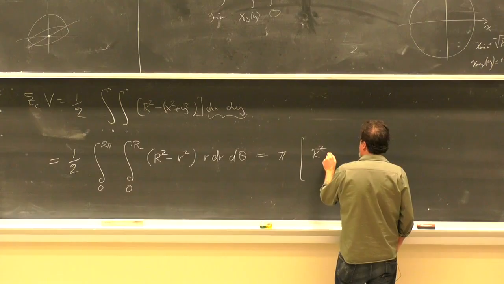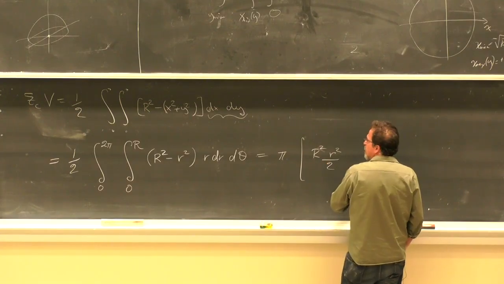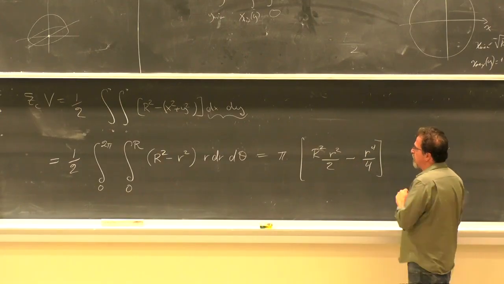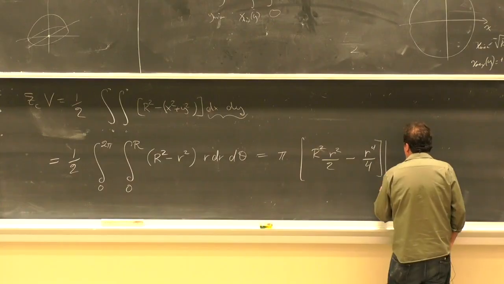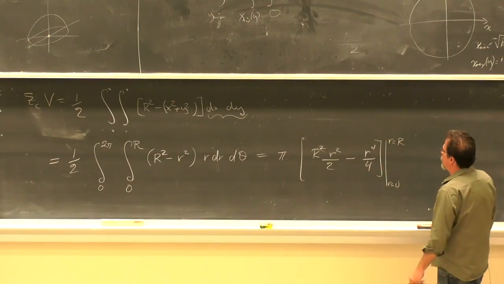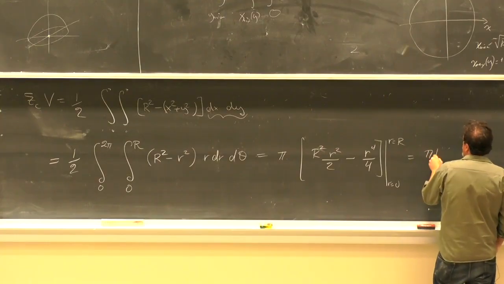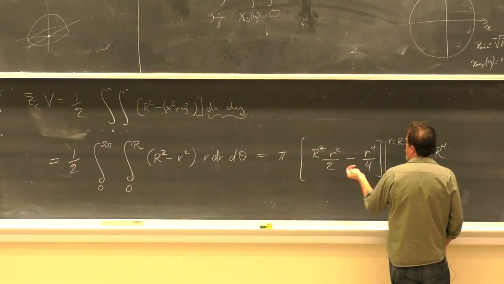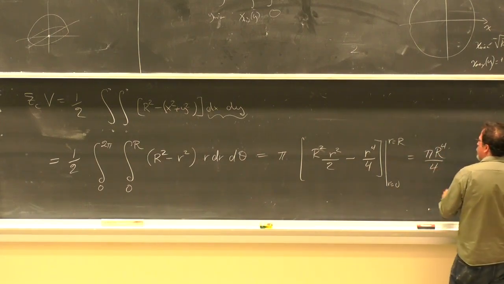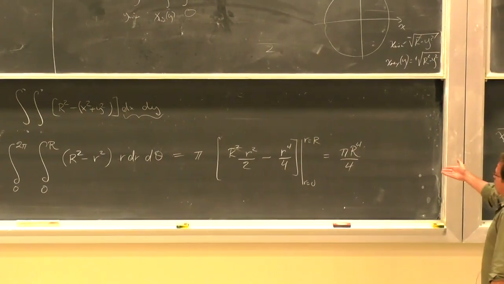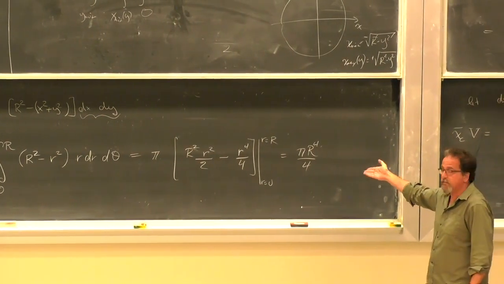And little r dr is going to be little r squared over 2 minus, this is going to be r cubed dr, which is going to be r to the 4th over 4. I think I got that right. And I'm going to evaluate that at r equals 0 and r equals capital R. And I hope you notice that this is pi times capital R to the power of 4. 1/2 minus 1/4 is 1/4. That's a length to the power of 4, quite obviously.